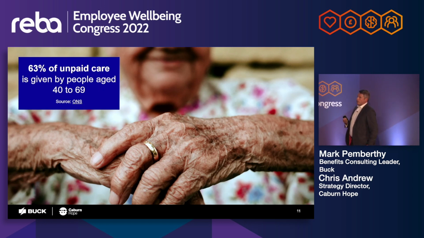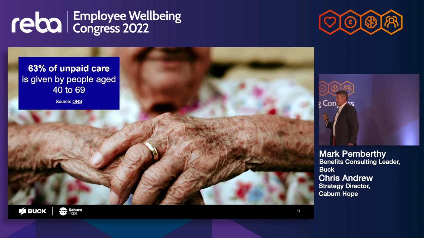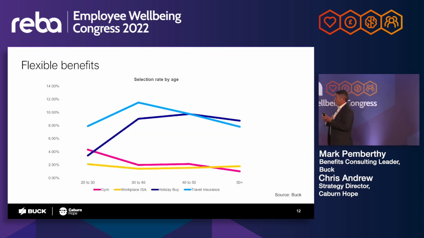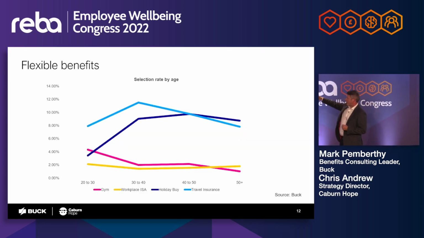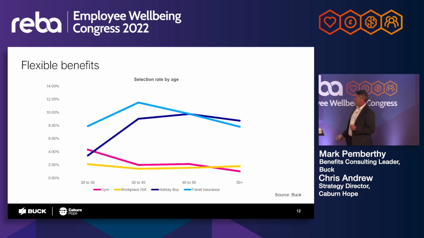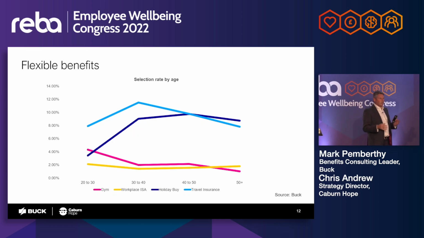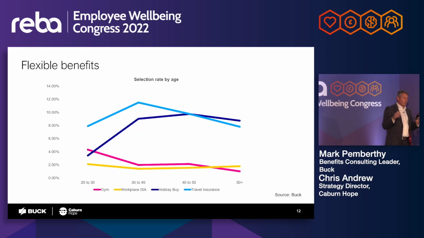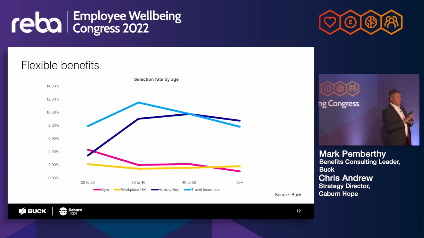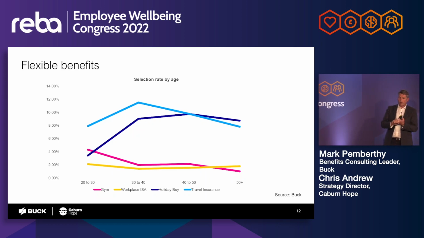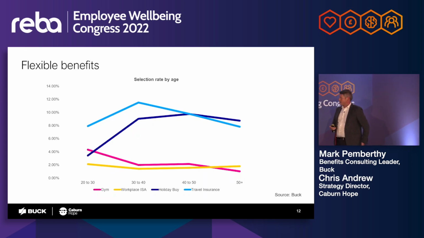Again, what are you doing in terms of recognising that through things like elder care support or even flexible working? And we see, the dark blue line here in terms of flexible benefit selections is holiday buy. We do see increasingly older parts of the workforce wanting to have more flexible time, looking at things like sabbaticals and so on, not just in terms of leisure time, but also to be able to be engaging and providing support for family outside of work.